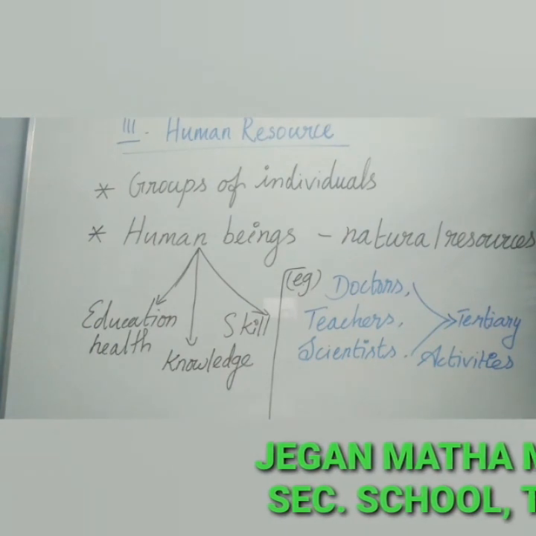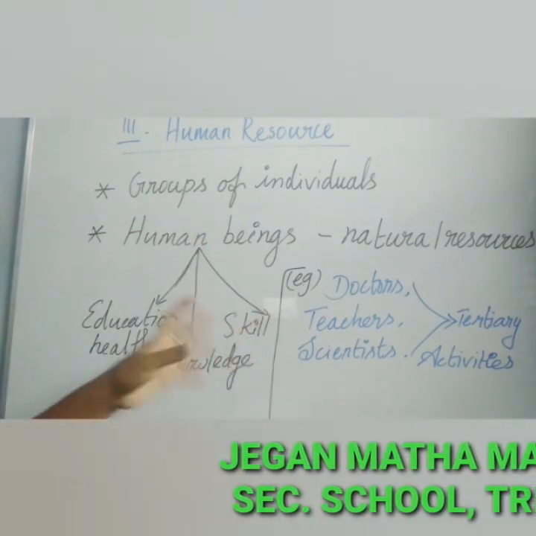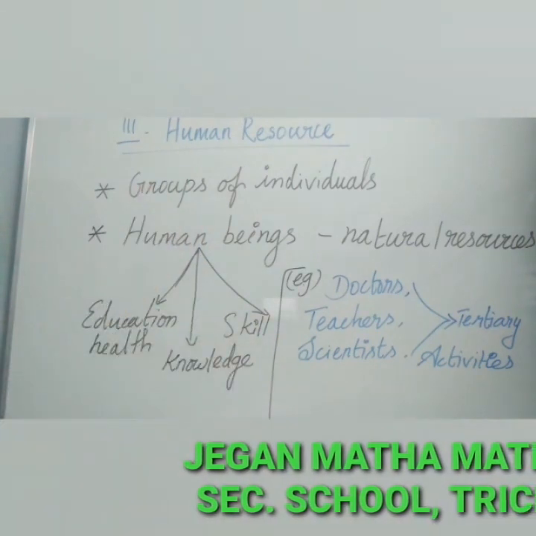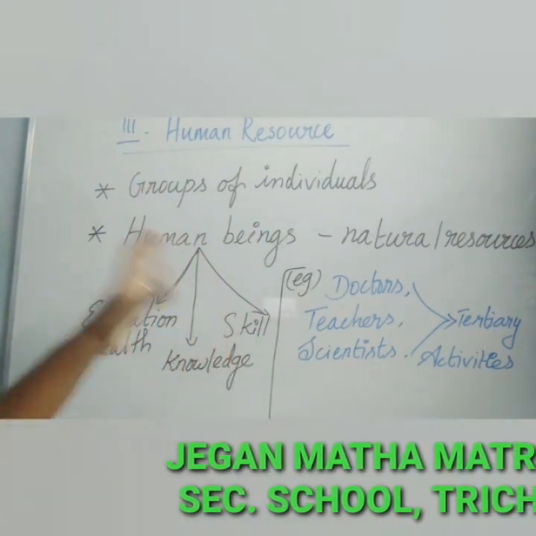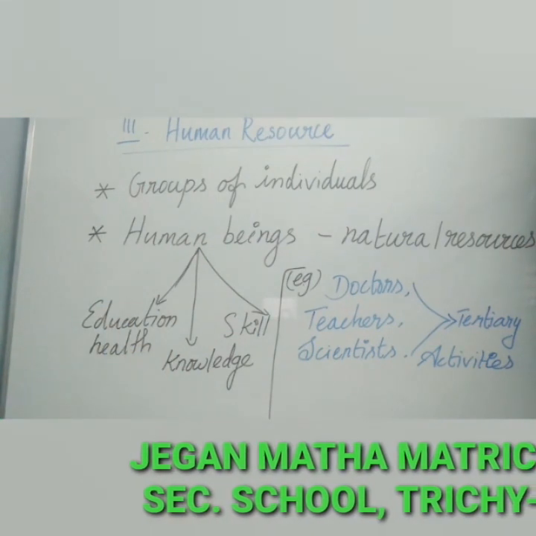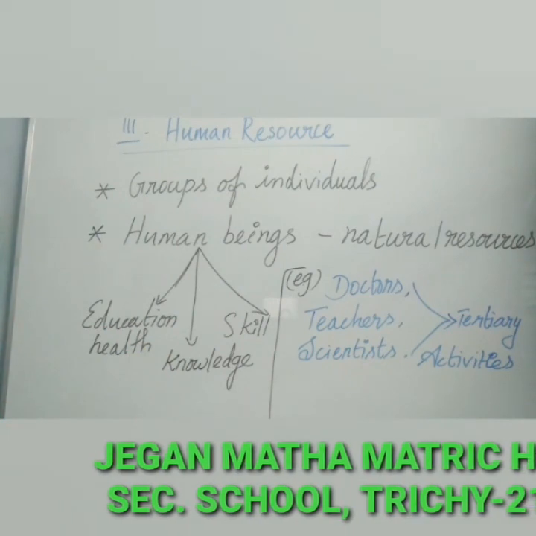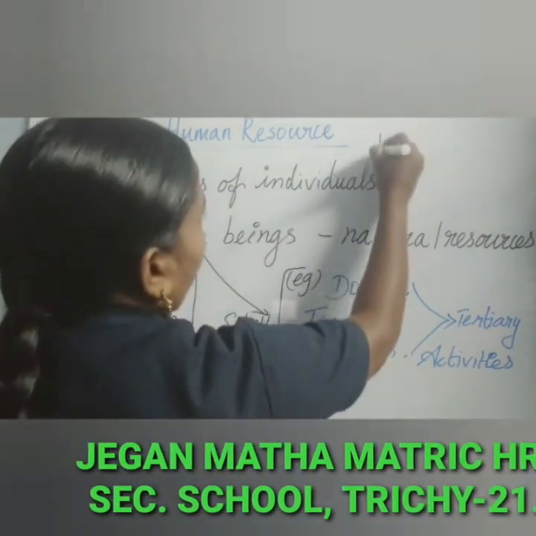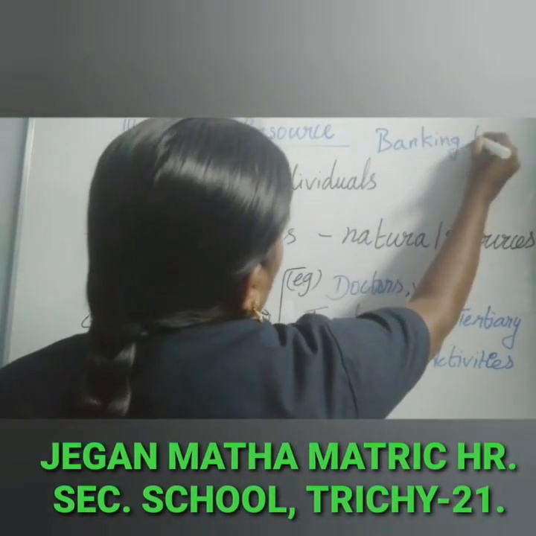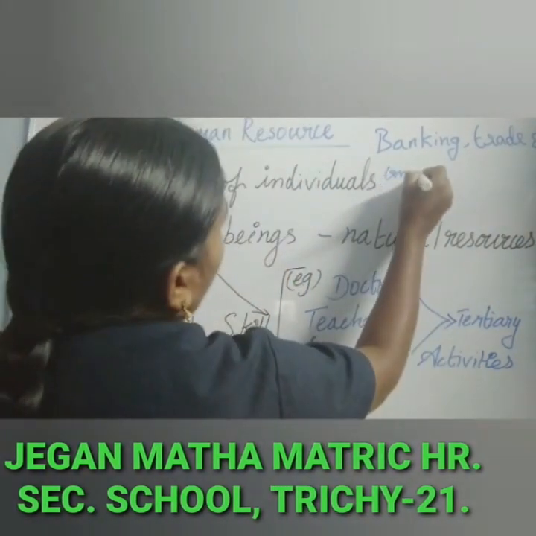Tertiary activities are basically concerned with the distribution of primary and secondary products through a system of transport and trade. For example, banking, trade and communication.